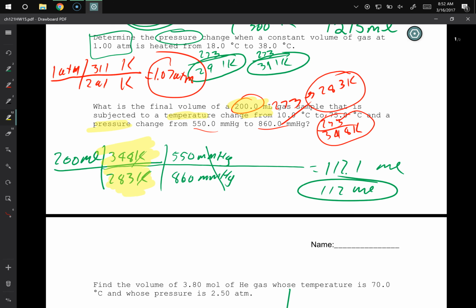In my calculator, I type 200 times 348 divided by 283 times 550 divided by 860. Doesn't matter because it's multiplication and division, so you can do whichever one you want first, in whatever order. Just as long as every time I type something that's in the numerator, there's a multiplication sign in front of it, and for all these numbers in the denominator, there's a division sign right in front of the number.